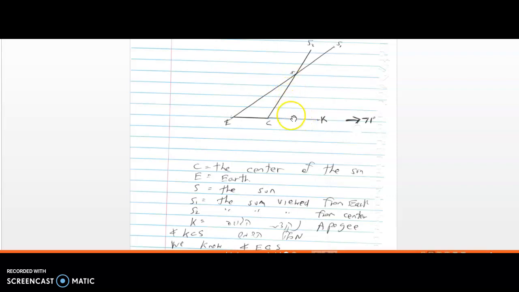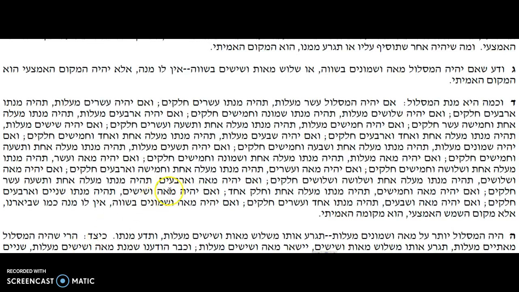Manas maslul means the angle. Maslul hashemesh means this angle. This angle here is right now at 70. Manas maslul is this. So in the Rambam's case, if this is 70, then this angle here should be, the Rambam says, if it's 70, maila achas. It's 1 maila and 51 halakim. Obviously this picture doesn't show the truth, but that's what is represented in this picture.